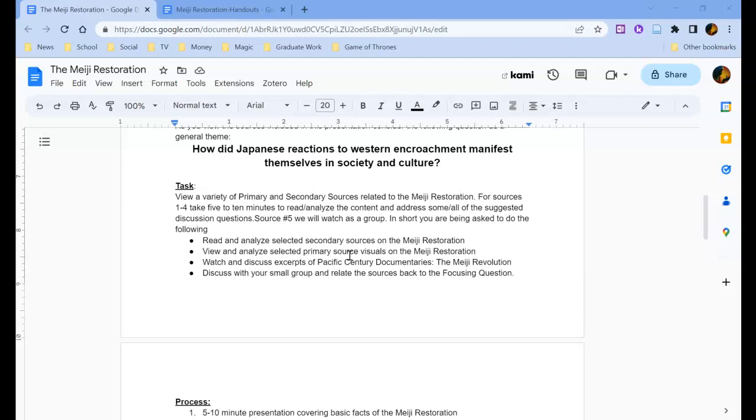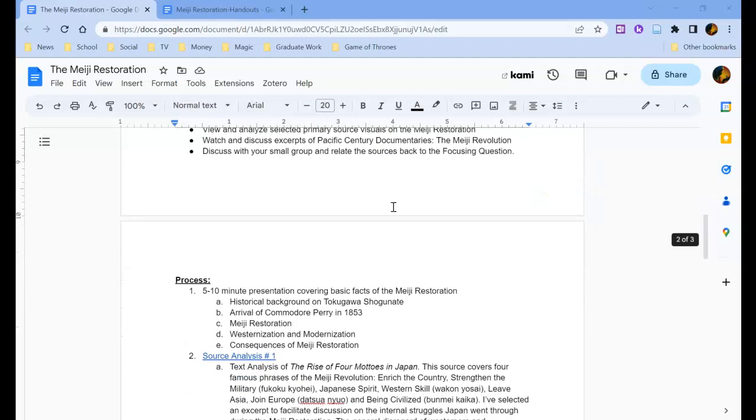The excerpted parts that I selected for this were based on the human consequences of modernization, the abuse of laborers, the abuse of the peasantry, of agricultural workers, and then also Japan's imperial designs on Korea and Manchuria. So the idea is once they look at these sources, there's a set of suggested discussion questions for them, but overall they should be relating them back in general to this focusing question up top, which again is how did Japanese reactions to Western encroachment manifest themselves in society and culture.